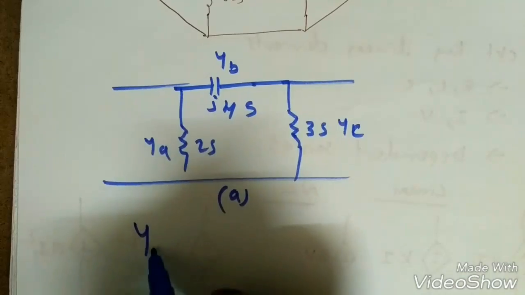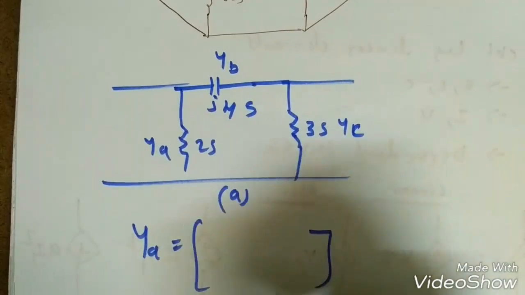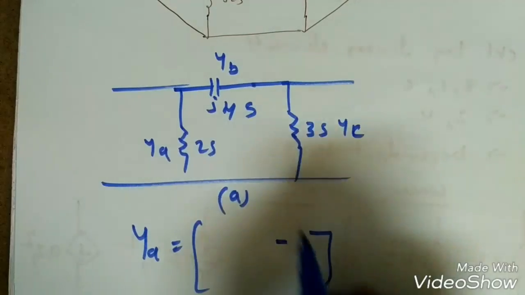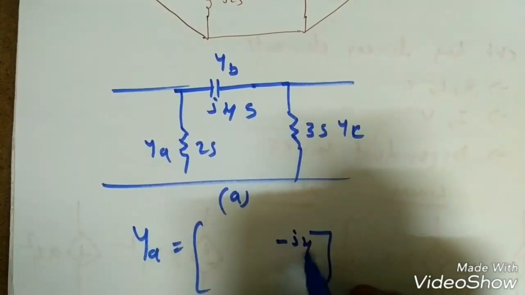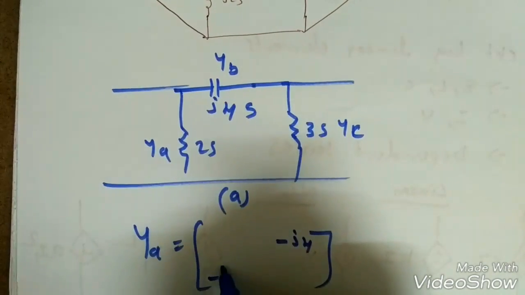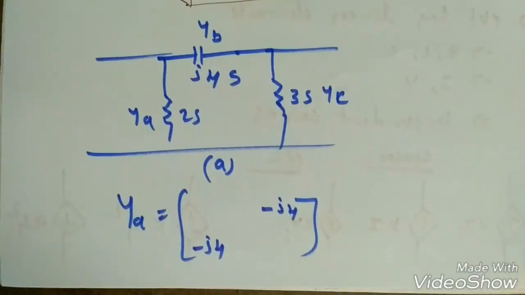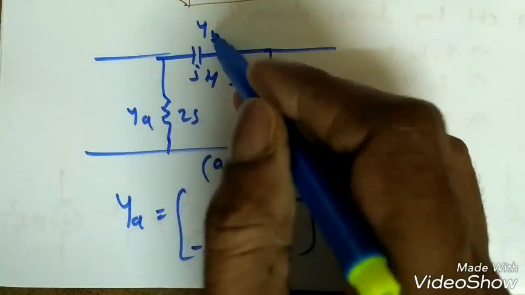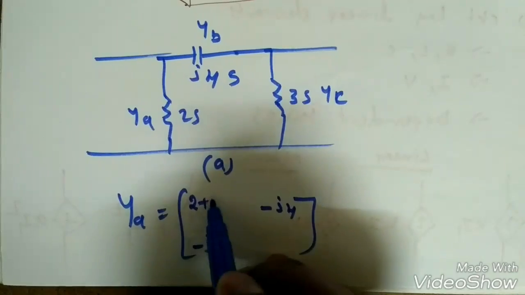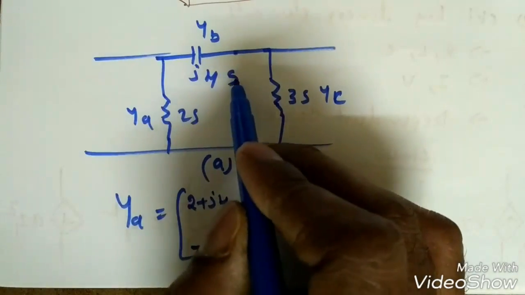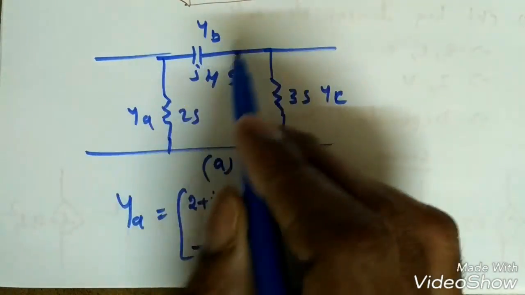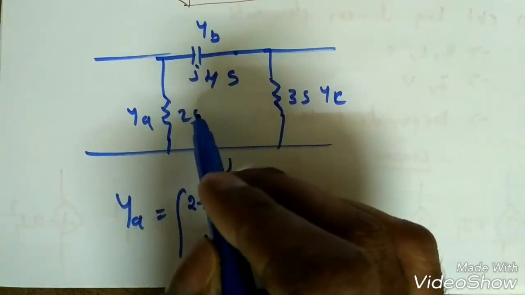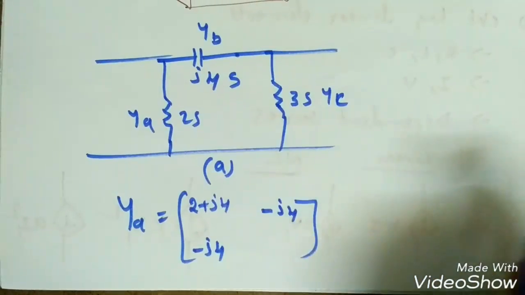So what is the YA parameter matrix? We know this is YB, which is common, so minus YB, that means minus J4. Similarly here also minus YB, that is minus J4. Now to find this Y11, we have to add these two. That will be 2 plus J4, because the units are given as Siemens, so we can directly add. If units are given as ohm, it will become 1 by 2 plus 1 by J4, etc.